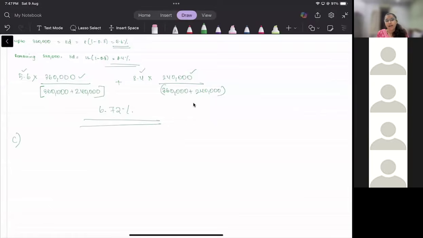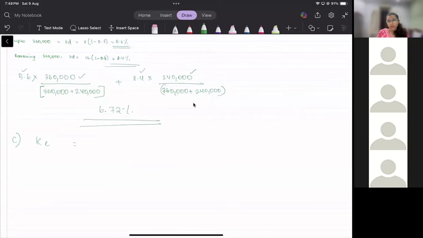And in C part, what have they asked? KE and KR. Cost of equity and cost of retained earnings. What is the cost of equity formula? Yes, if you have a different way of calculating average cost of debt, it's fine. No issues. You should get the same answer.